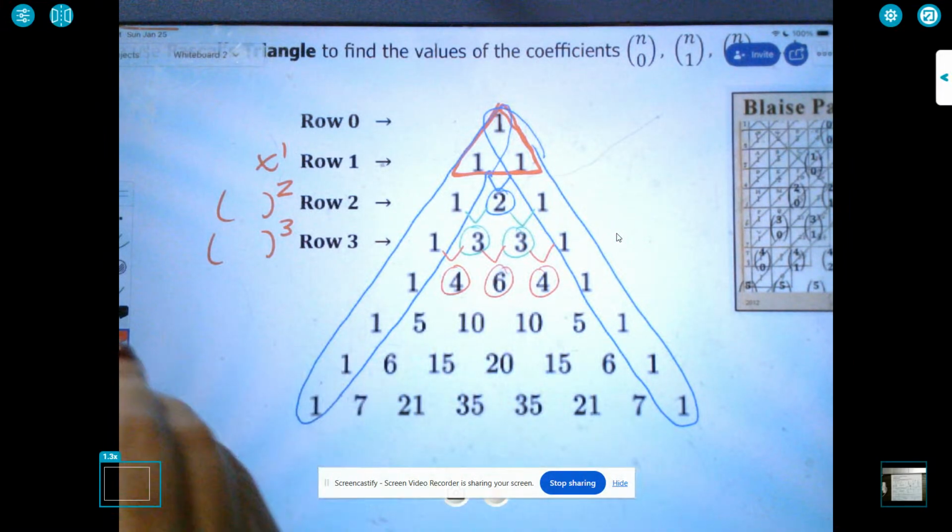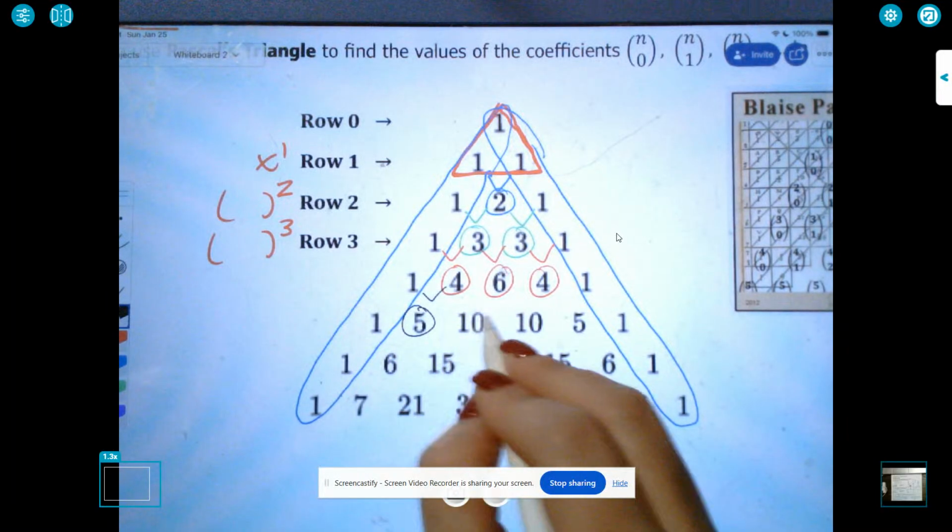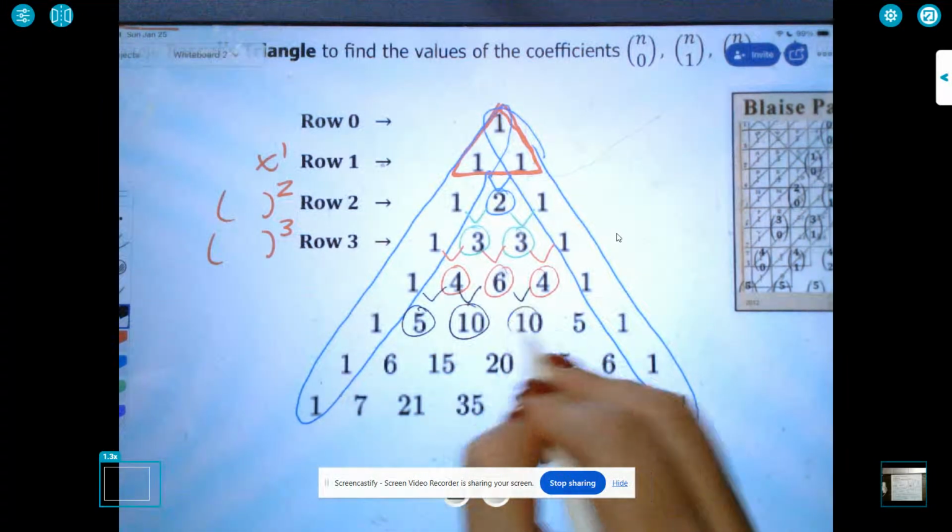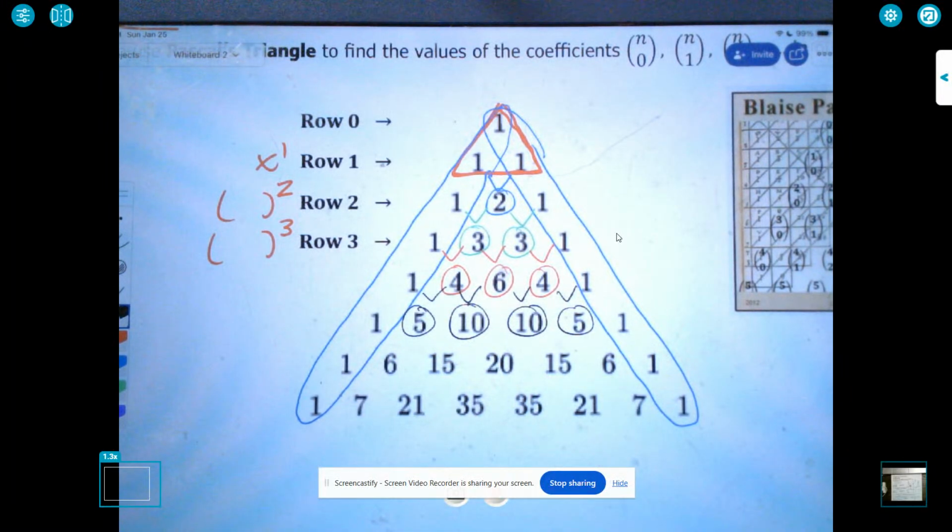If I want to do the next row, and hopefully by now you're kind of catching on, 1 plus 4 is 5. 4 plus 6 is 10. 6 plus 4 is 10. 5. And you can keep going.